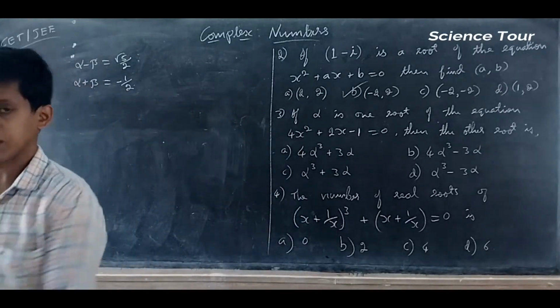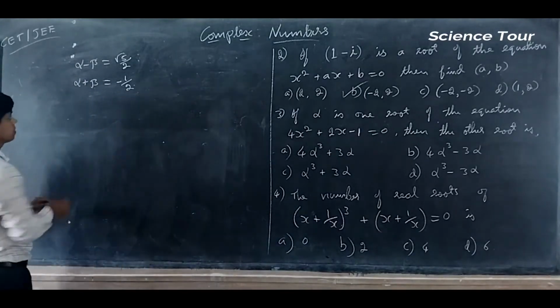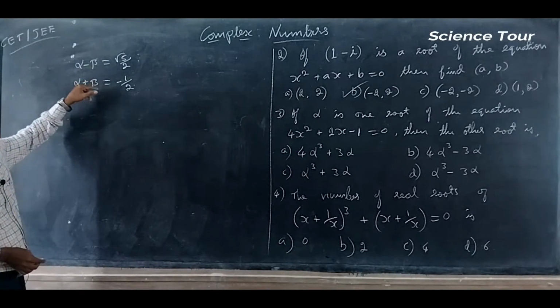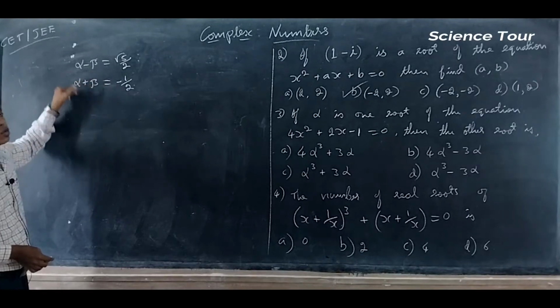Okay, so continue with them. Now see, how do I get alpha? I just have to add them. How do I get beta? I have to subtract them.